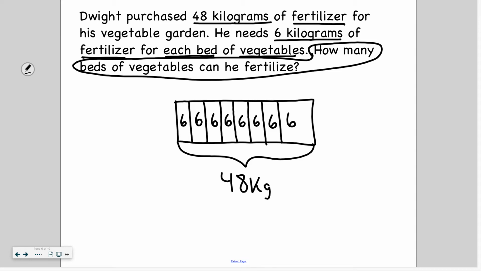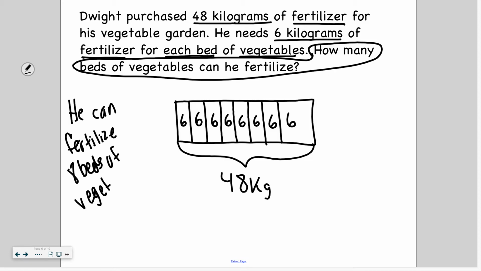So yes, 8 beds. So my answer needs to directly answer this question. How many beds of vegetables can he fertilize? He can fertilize 8 beds of vegetables.